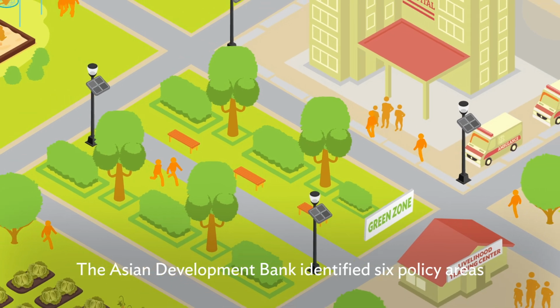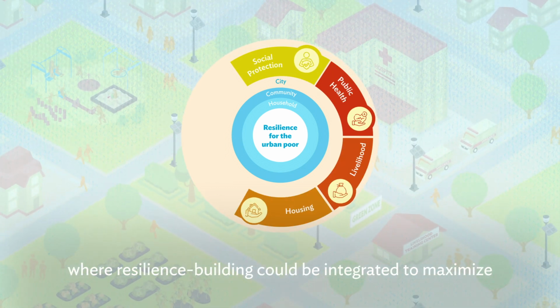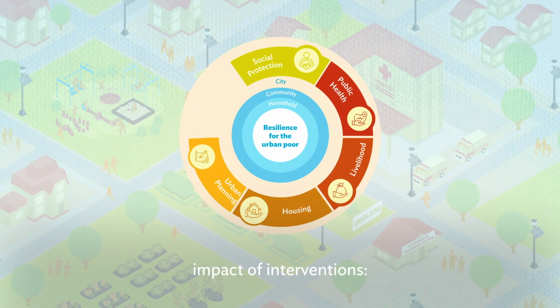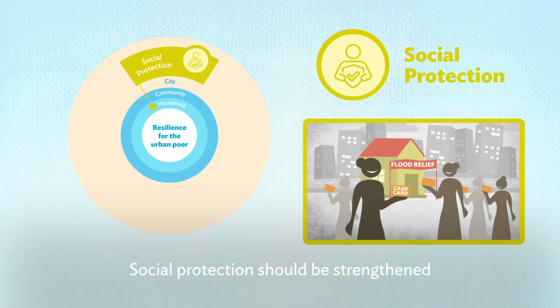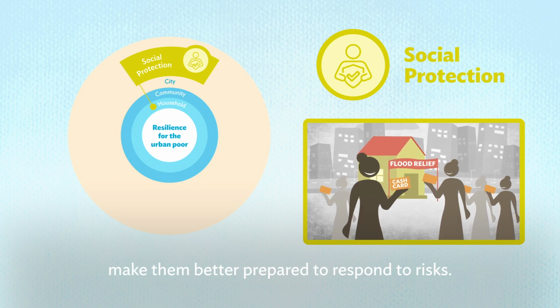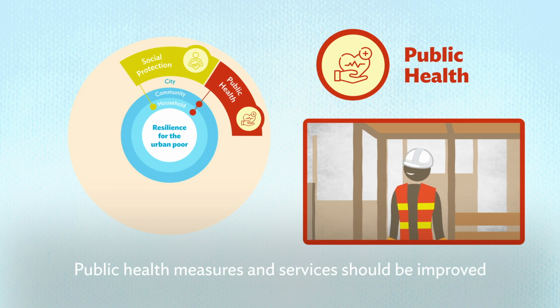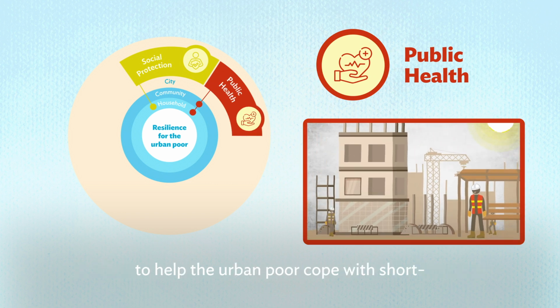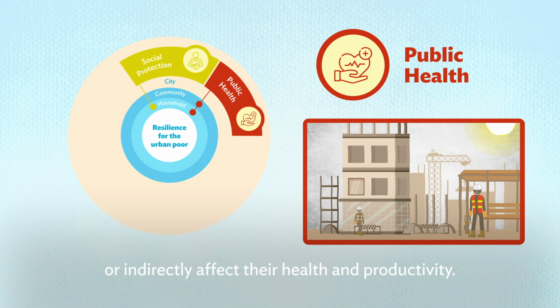The Asian Development Bank identified 6 policy areas where resilience building could be integrated to maximize impact of interventions. Social protection should be strengthened to keep the urban poor from falling deeper into poverty and make them better prepared to respond to risks. Public health measures and services should be improved to help the urban poor cope with short and long-term climate stresses that may directly or indirectly affect their health and productivity.